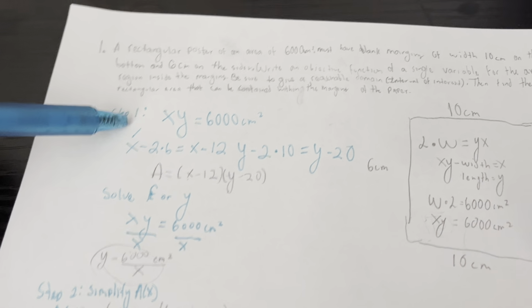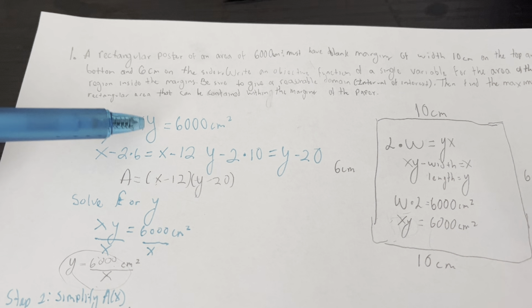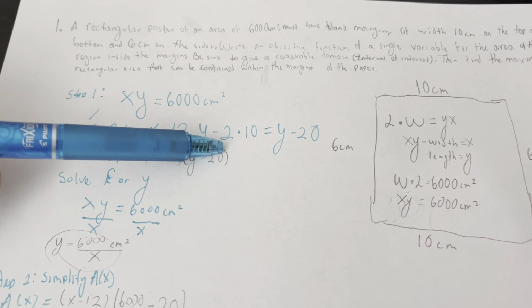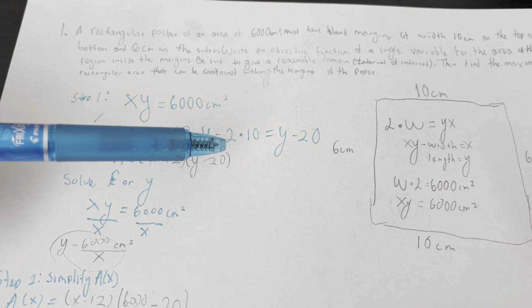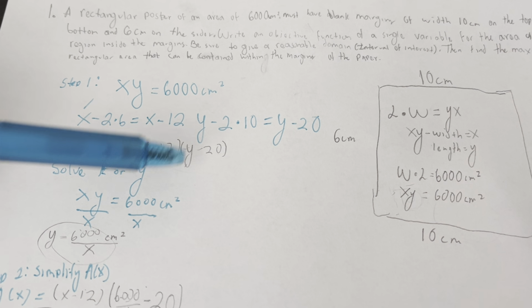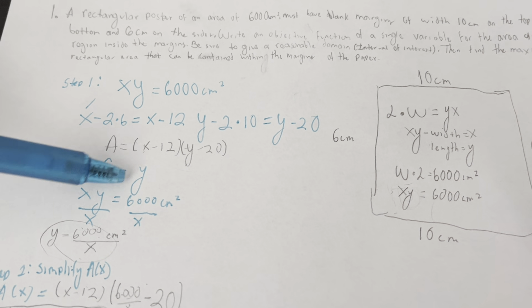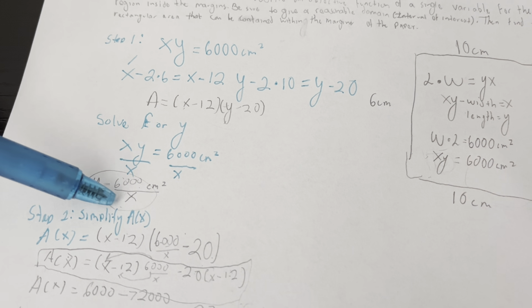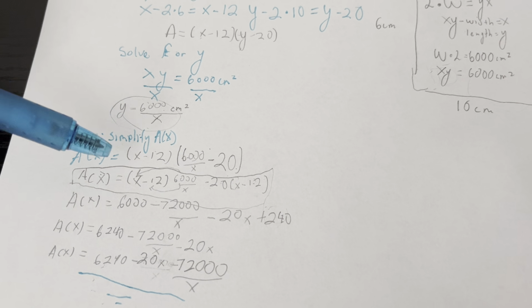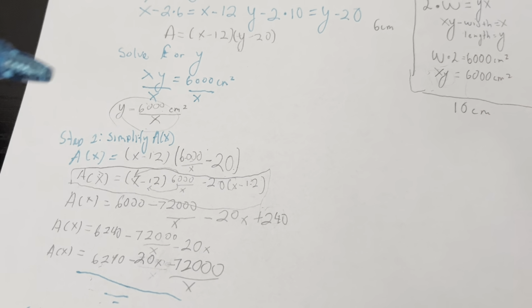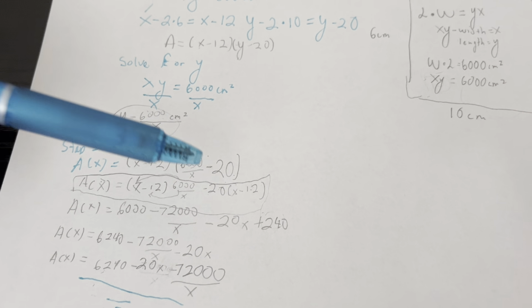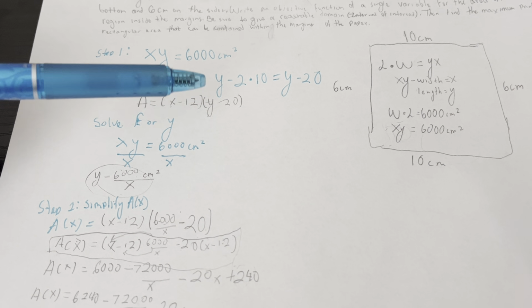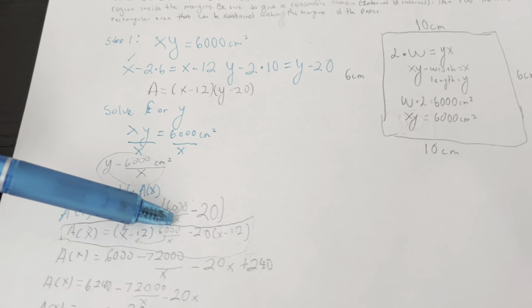So the first step would be to set the two areas equal. Since we have two sides of each, that would give us x minus 12 and then y minus 20. That would be our equation, and then we solve for y. We could solve for y from that: y equals 6,000 divided by x. Now that we found this, we have to simplify our area. We need to remind ourselves that y is 6,000 divided by x.